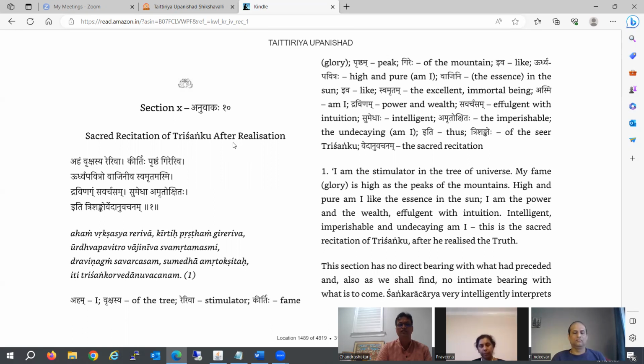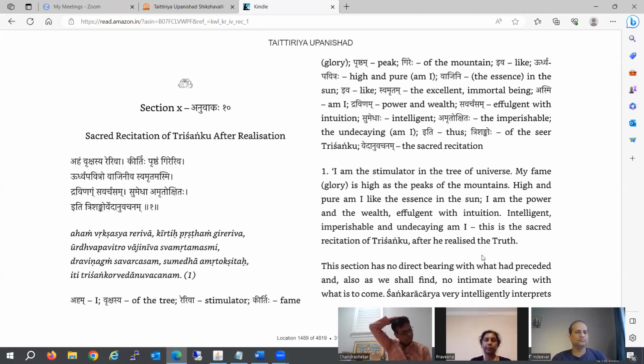Vaji is the sun. I am the power and the wealth, effulgent with intuition. Dravinagam Savarchasam. Sumedha, intelligence. Intelligent, imperishable, and undecaying am I. Amrutah Akshitah. This is the sacred recitation of Trishanku after he realized the truth. Iti Trishanku Vedanuvachanam. Yeah, continue.